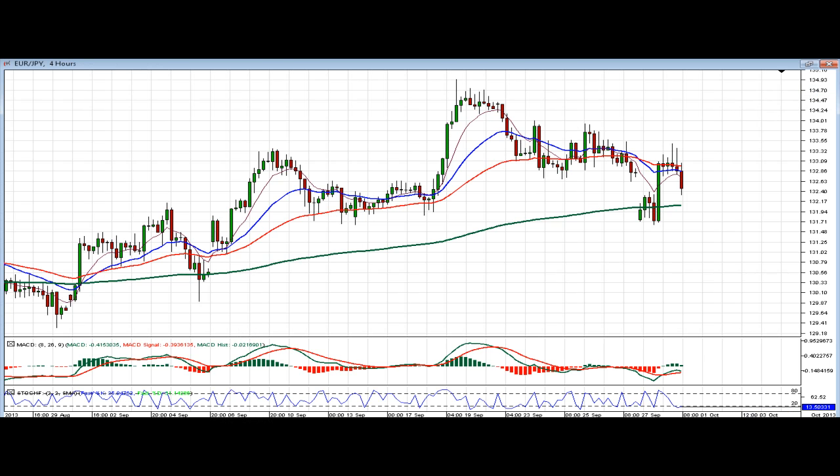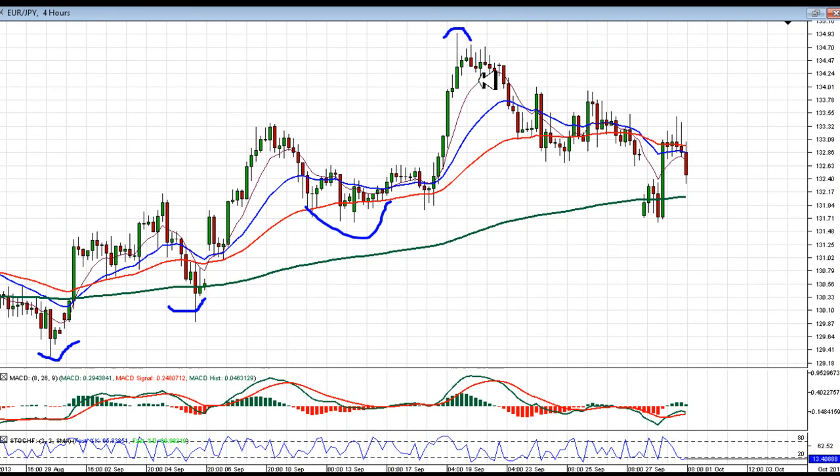Okay, so let's dive into the 4-hourly chart of the euro yen here, and you can see that we've been in a nice uptrend on the euro yen, and then we get this big topping tail on the candlestick on the 4-hourly chart, and we come down making lower highs, and if we break through this area here, we could be making lower lows.